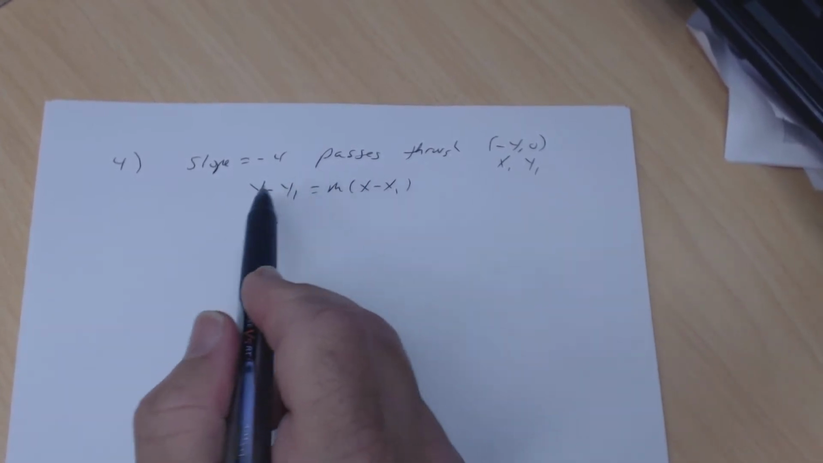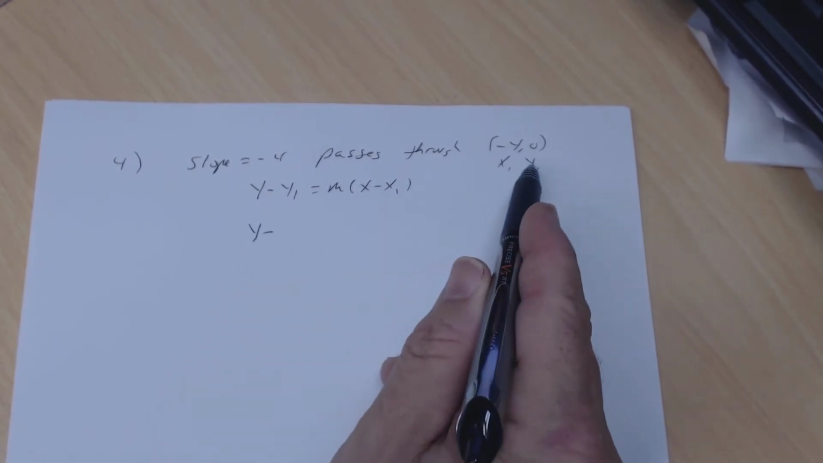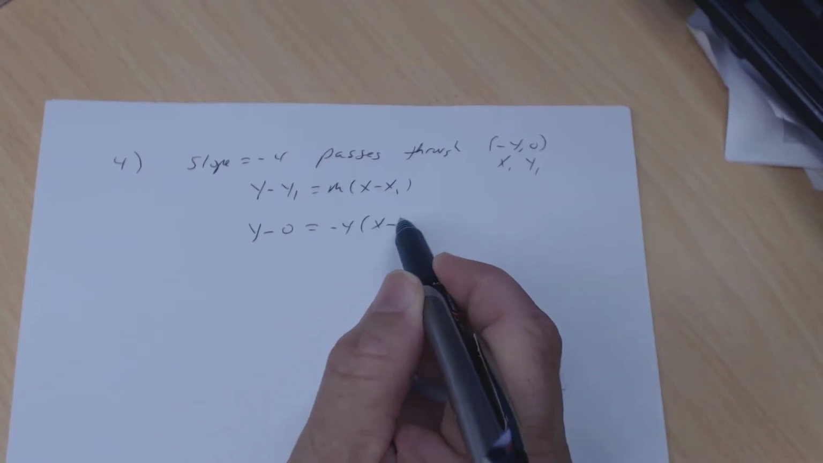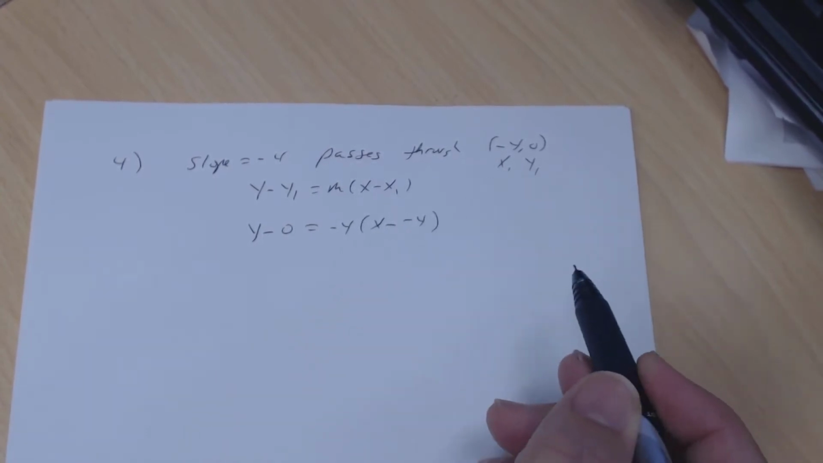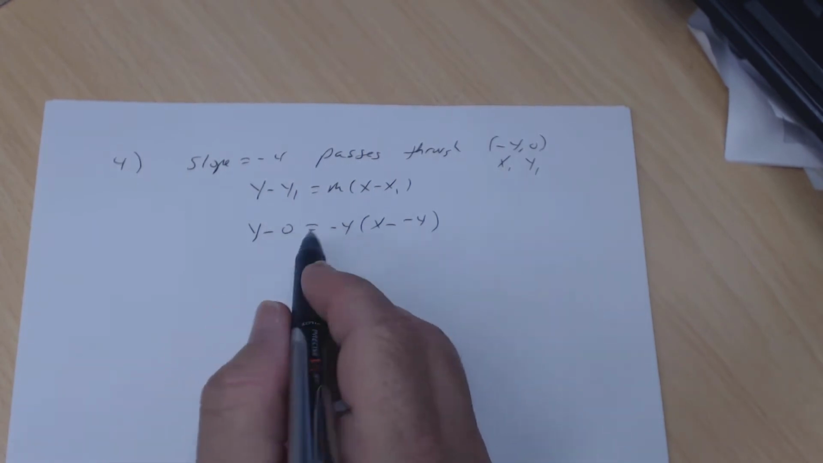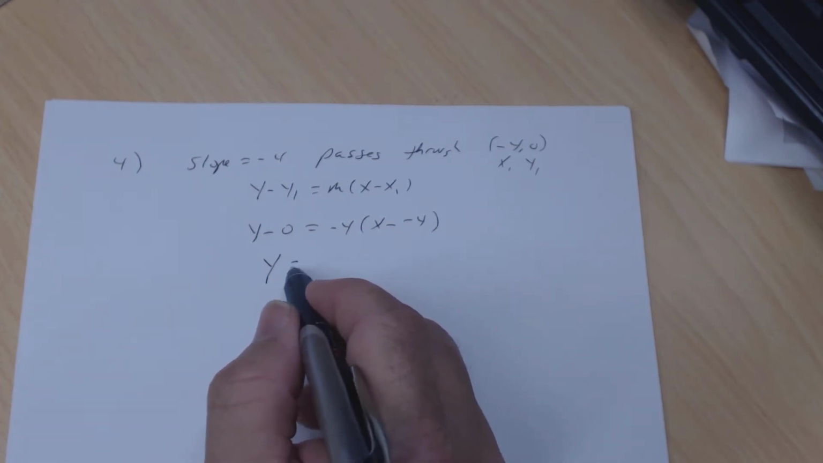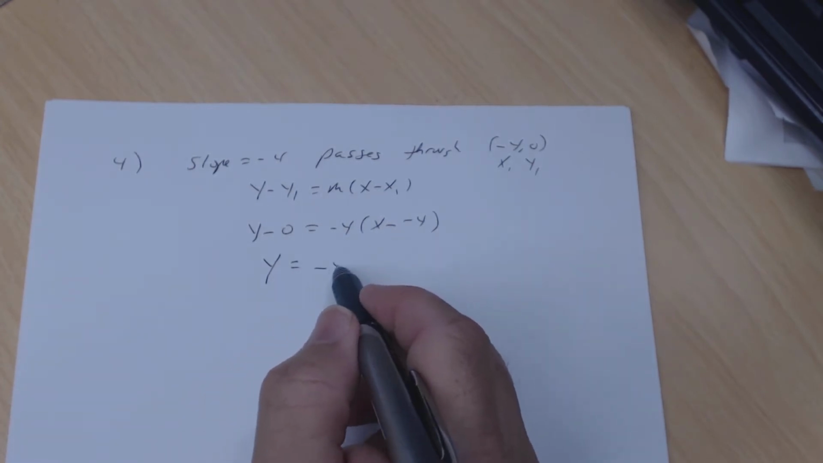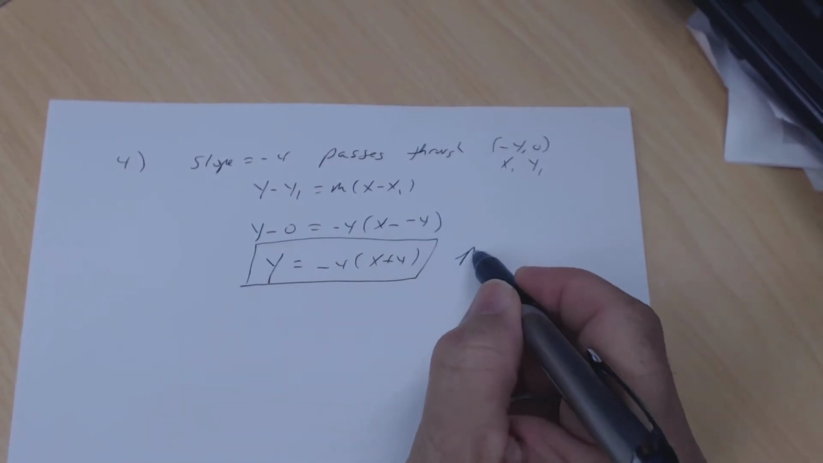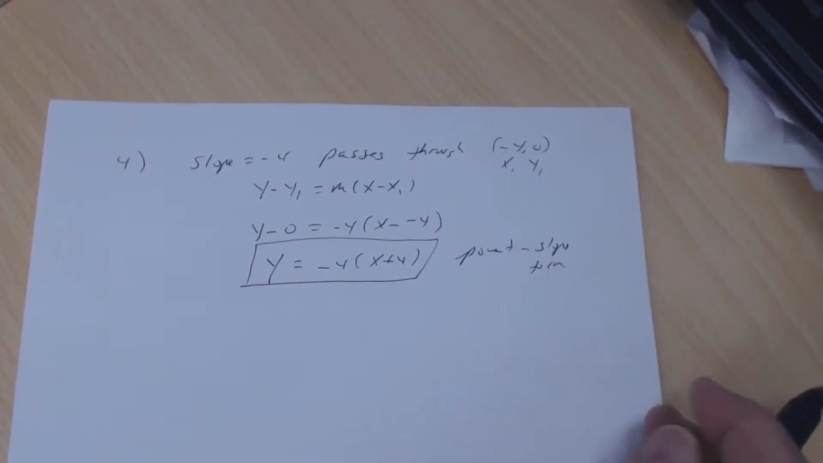So again, in order to use this, you got to know a point and a slope, in which you do. So y minus y1, which is 0, equals the slope, which is -4, times x minus x1, which is a -4. Now again, don't leave it like this. Here's why. We expect you to know that y subtract 0 is just y. And then that's going to equal -4 times x plus 4. And so that's point slope form.